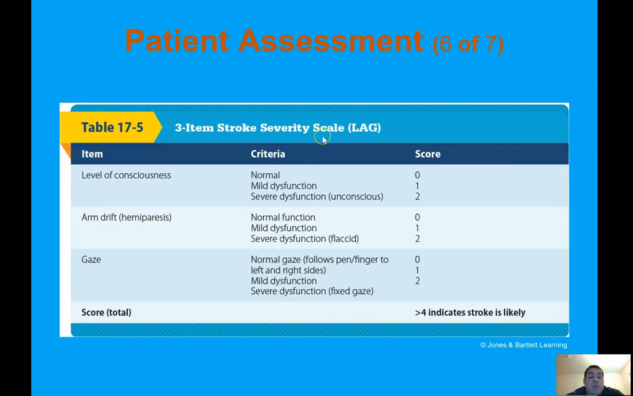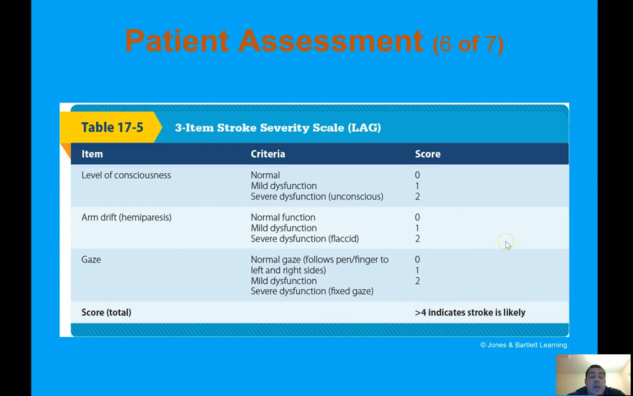Okay, so the 3-item stroke severity scale. Your level of consciousness: normal, mild dysfunction, severe dysfunction, so 0, 1, 2. Arm drift, hemiparesis. And then gaze, normal gaze. Ask the patient to follow your pen or finger to the left and right sides. You guys have all seen the show Cops when they do a sobriety test. It's the same kind of thing. Okay, so a score greater than 4 indicates stroke is likely.